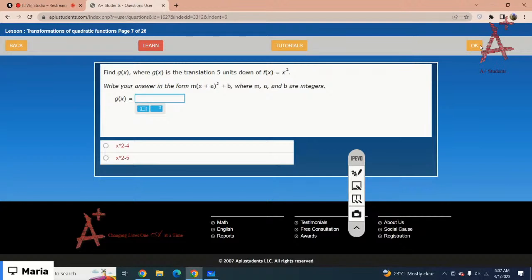Okay, the next one is find g of x, where g of x is the translation 5 units down. So the translation is 5 units down. That means you have to subtract 5. So it would be x squared minus 5. f of x equals x squared minus 5. Option number 2 is the correct option.